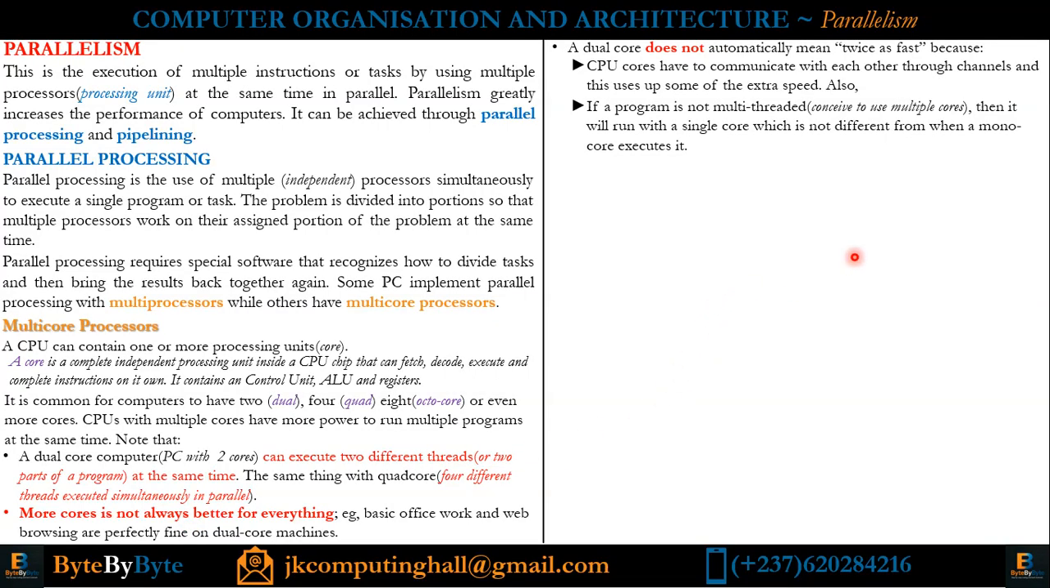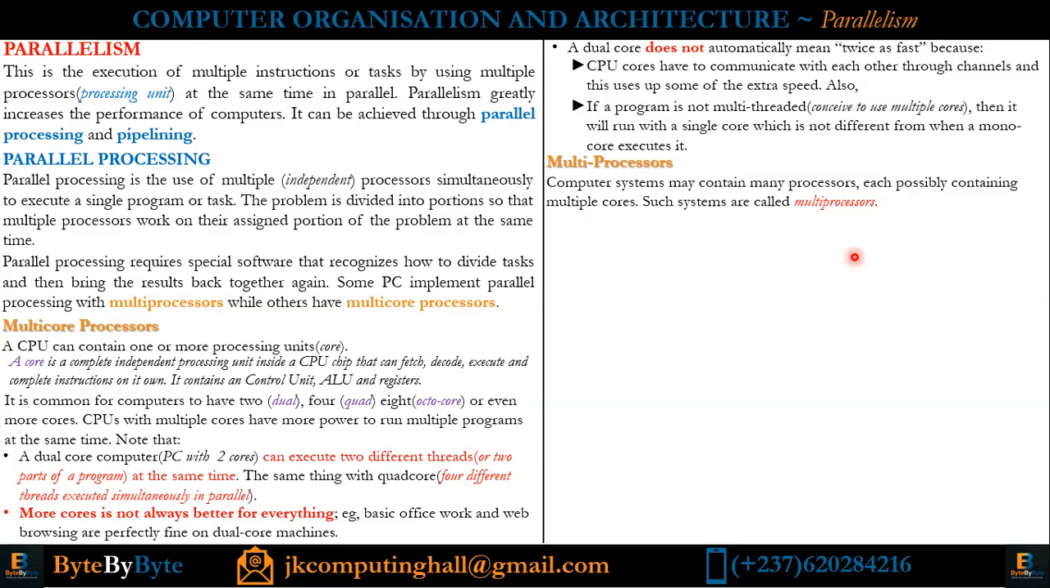So if you have a task which was programmed to be managed by only one core, then having 8 cores will not reduce the time for processing, because it has been conceived to use one core, and a computer having 8 cores will be making use of only one of its cores.